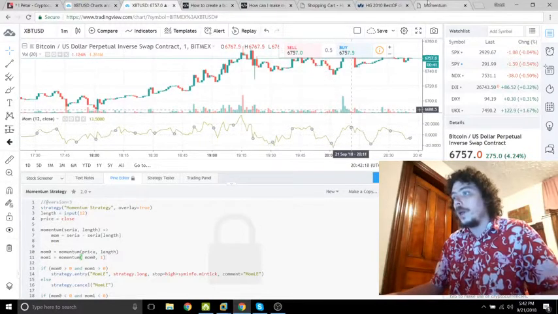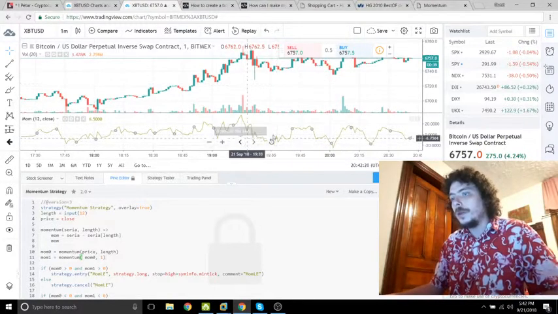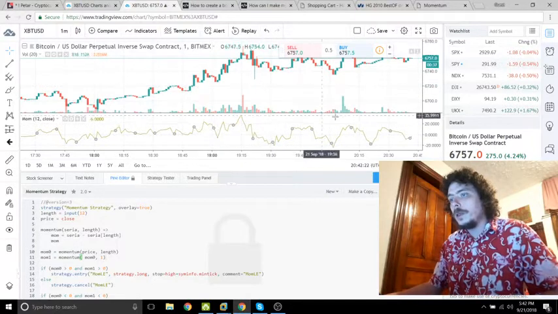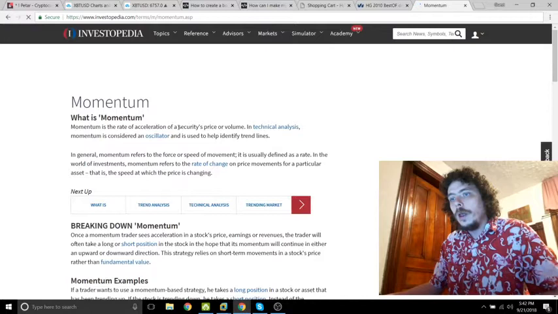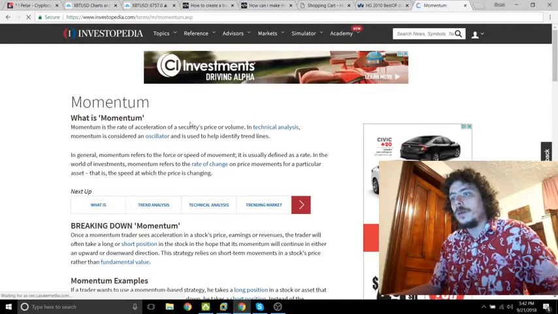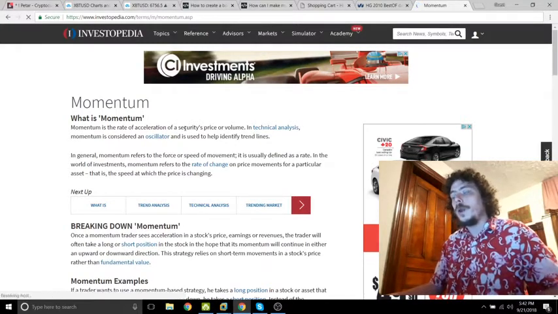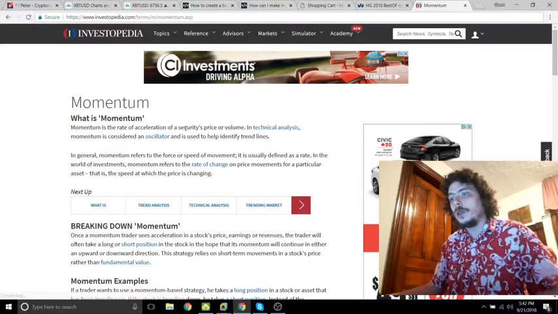This is before we look up the actual definition. It looks as though it's considering, well, let's see what it does actually, and then we'll go back and look at the graph. Momentum is a rate of acceleration in price or volume. So in our case, that's price. In technical analysis, momentum is considered an oscillator and can be used to help identify trend lines, which is what we're trying to do. So the comparison of the two momentum lines is going to give us an indication about whether to buy or sell.